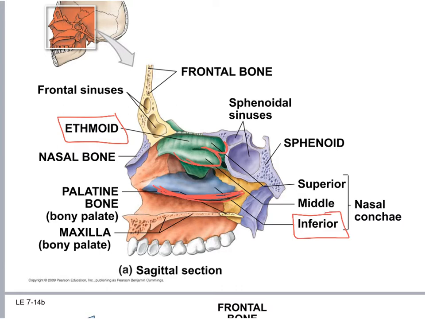So the ethmoid bone is superior, you said, and then the inferior is a separate bone? Right. Because the ethmoid bone has the superior nasal concha and the middle nasal concha. And then the inferior nasal concha is a facial bone on its own. Okay. Right?